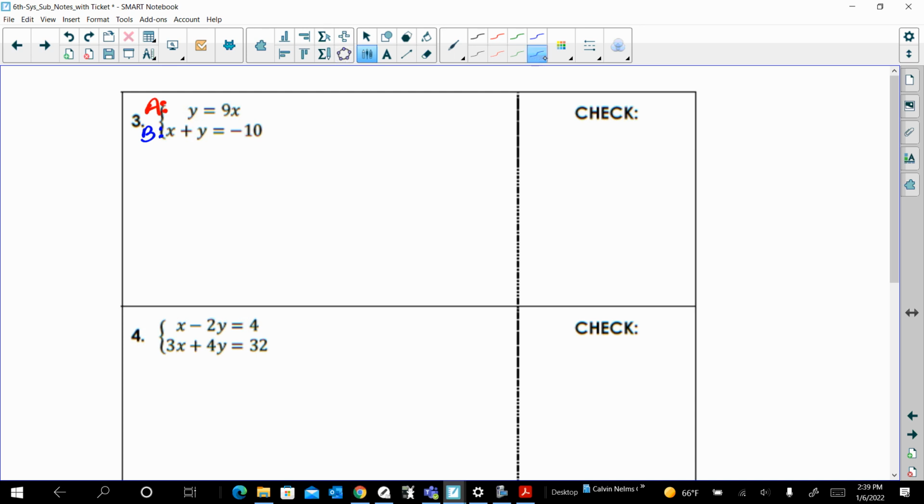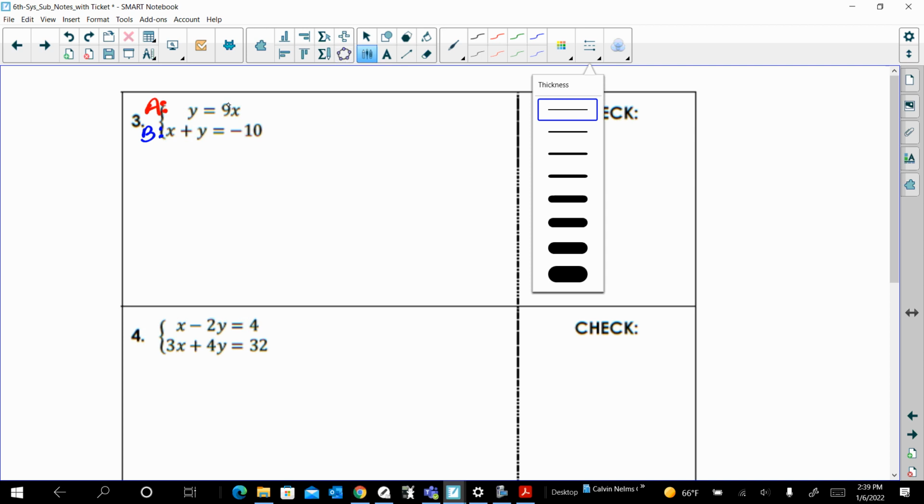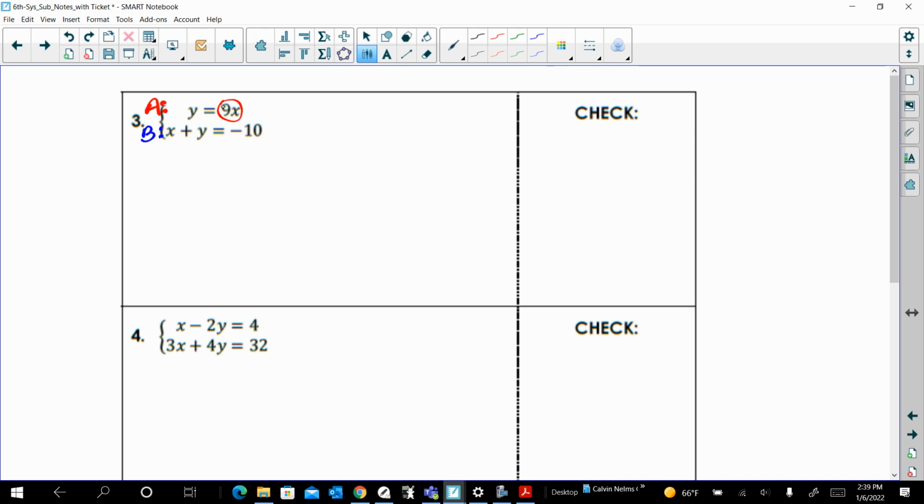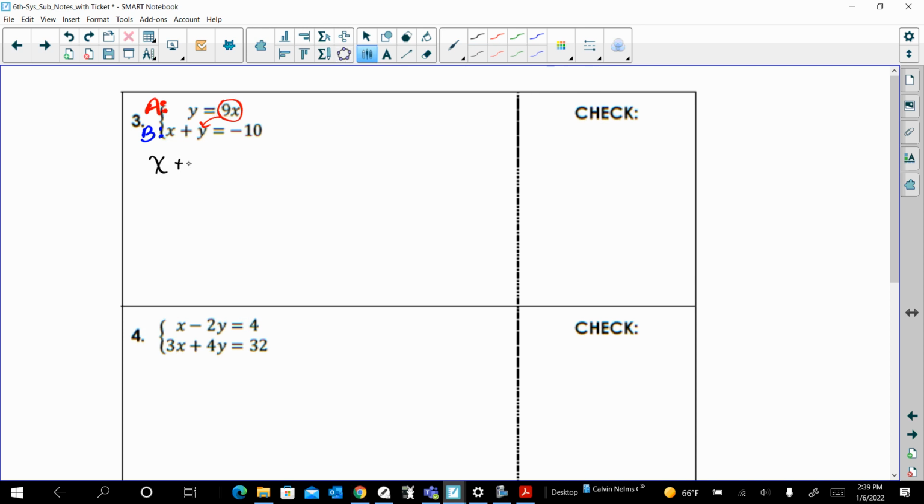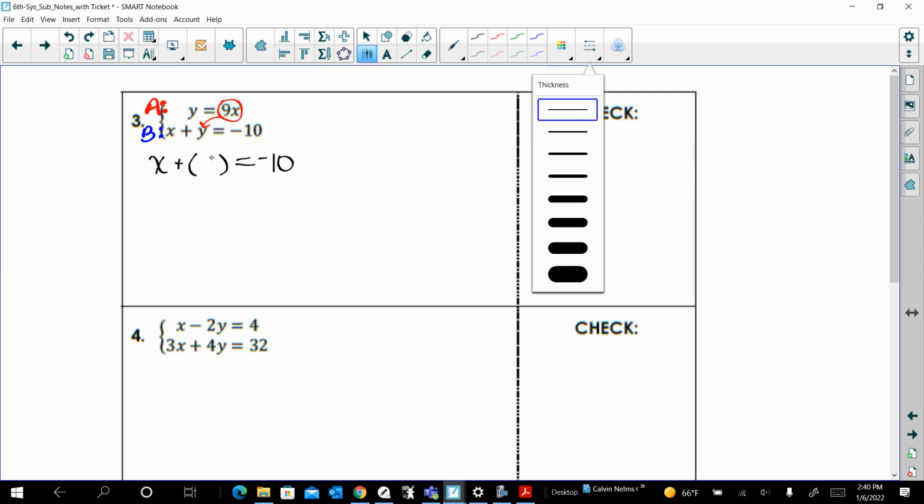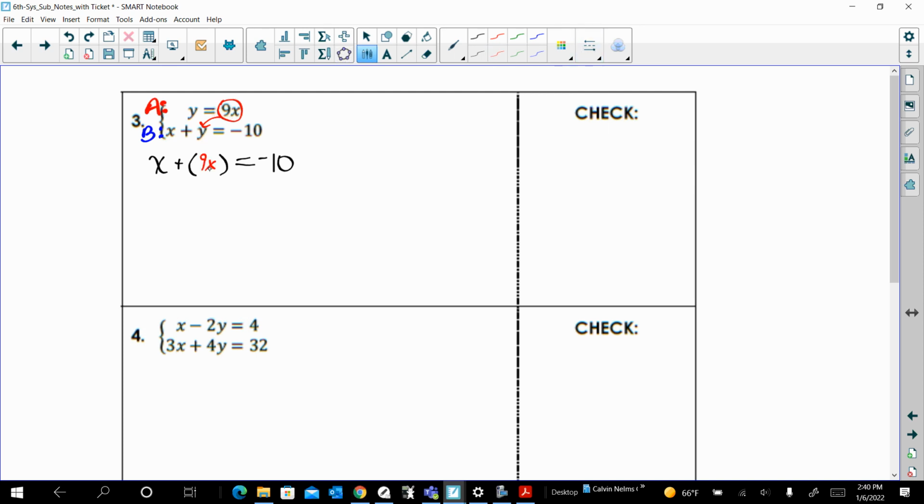So that means we're going to take what it equals, which is the 9x. That's why I'm circling that. And I'm going to substitute it into the y in the second equation. When I use substitution, I'm using parentheses. So when I'm plugging this 9x for the y, I'm now going to have basically x plus the parentheses where the y is equals -10. So I'm just showing that so you can see that I'm plugging in for y the 9x.